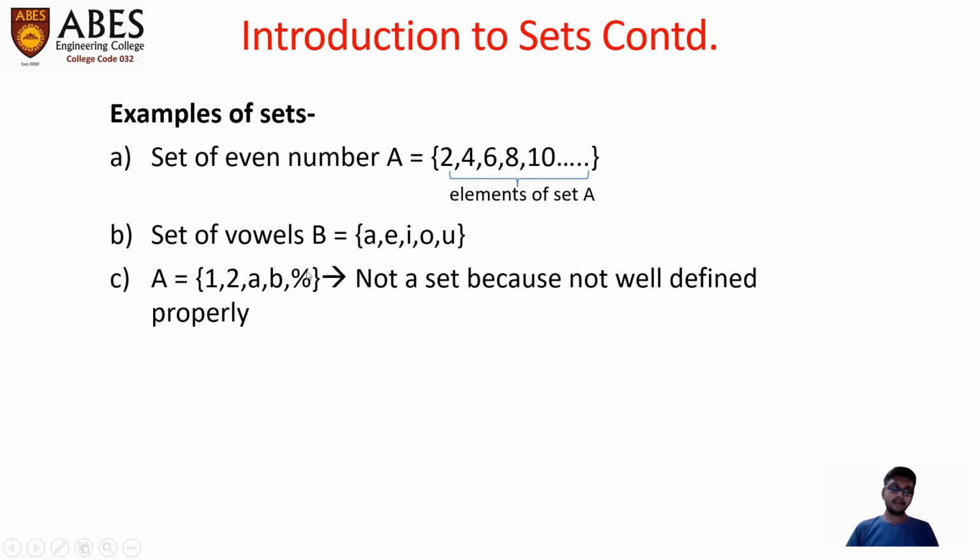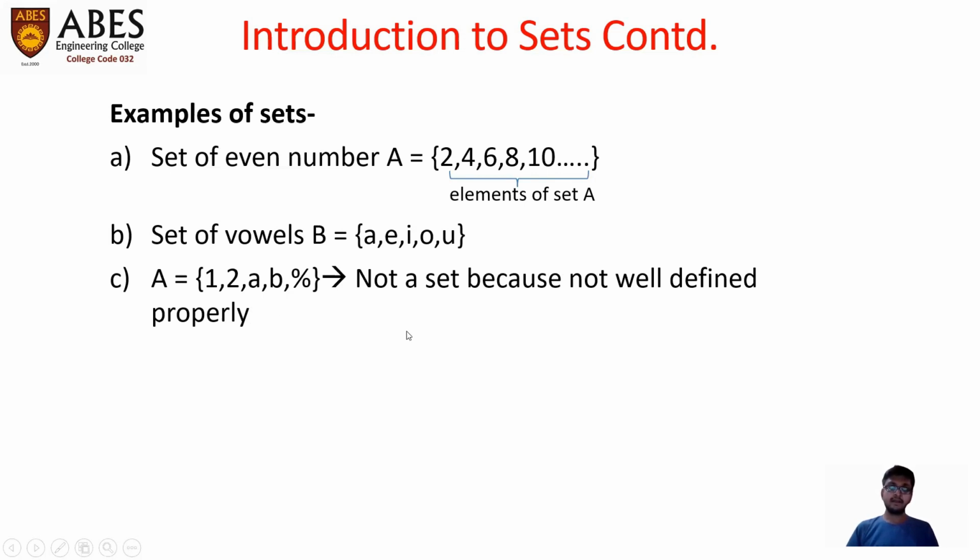Another example is a set of vowels. B is the set in which the elements are the vowels. And the third case is the exceptional case. Actually, I am taking a case which is not a set. Here, in set A, the elements are 1, 2, a, b, percent. So it is not a set because it is not well defined.